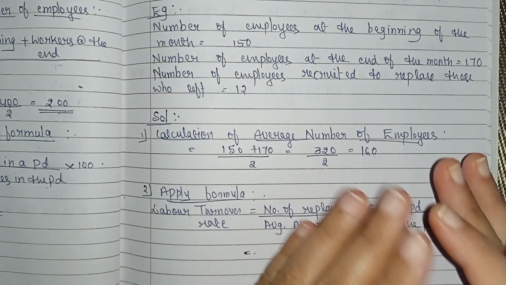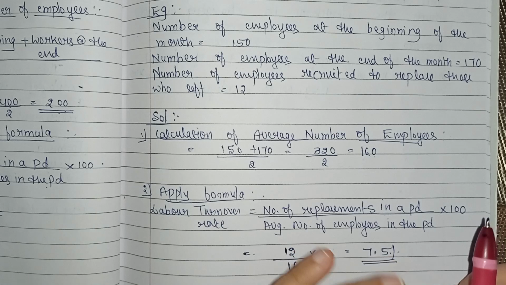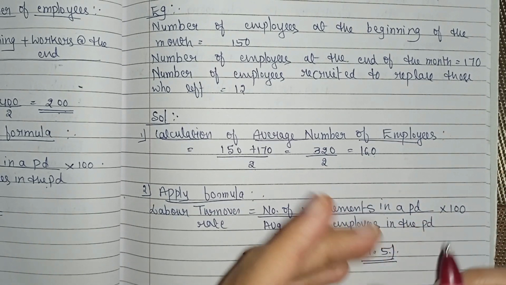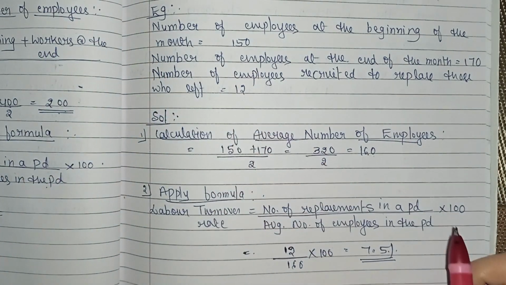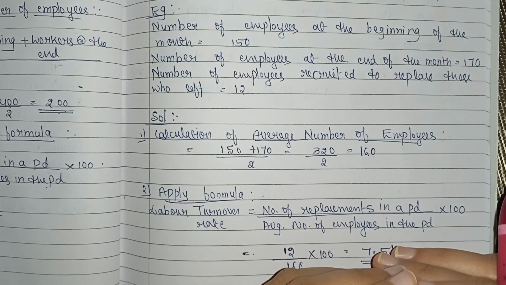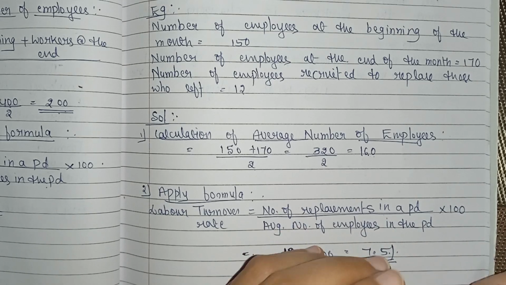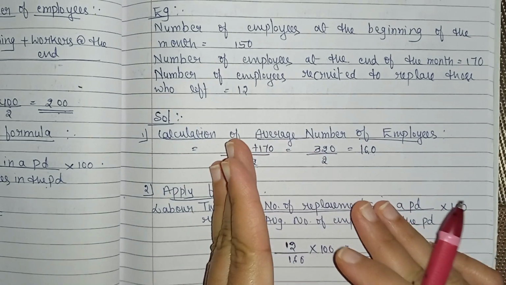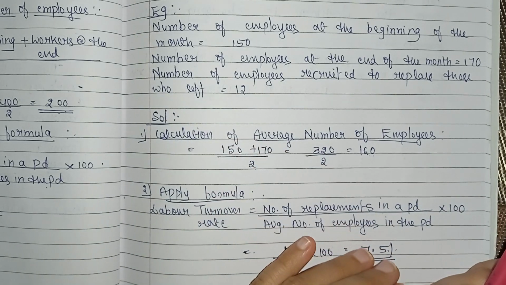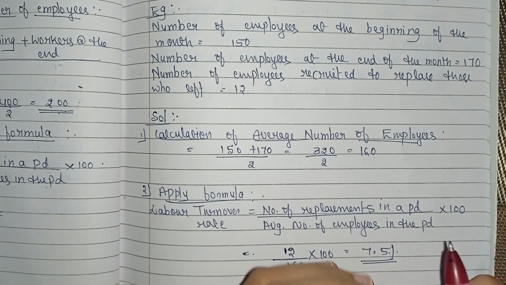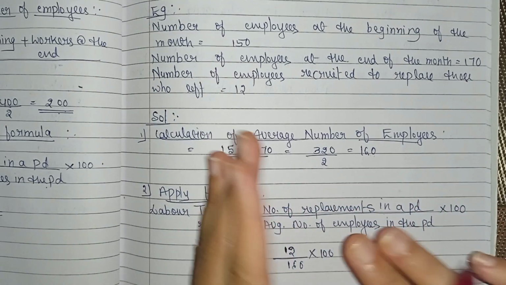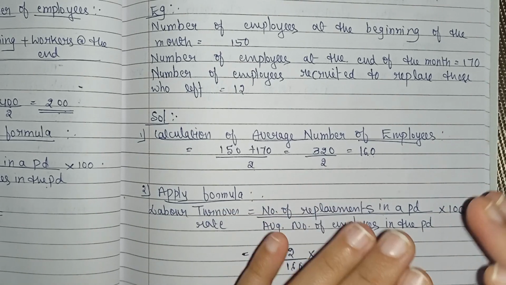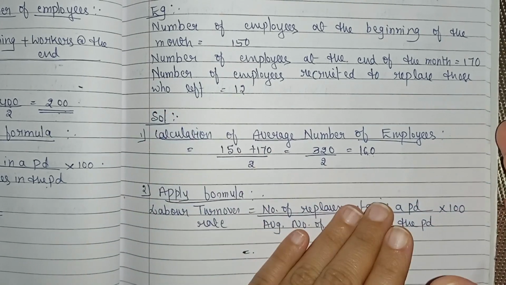7.5%. It means what? This 7.5% of the average number of employees were newly hired to replace those who left during the given period. Separation method means what? The average workforce, it will calculate the average workforce left the organization during the given period. And replacement method means the average number of employees were newly hired to replace those who left the organization during the given period of time. So this is the difference between separation and replacement method.